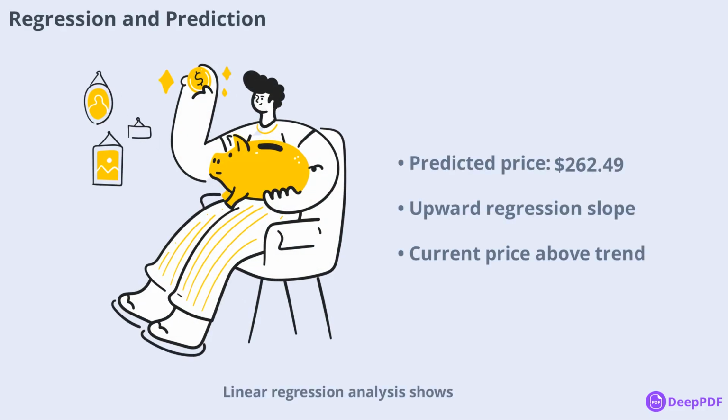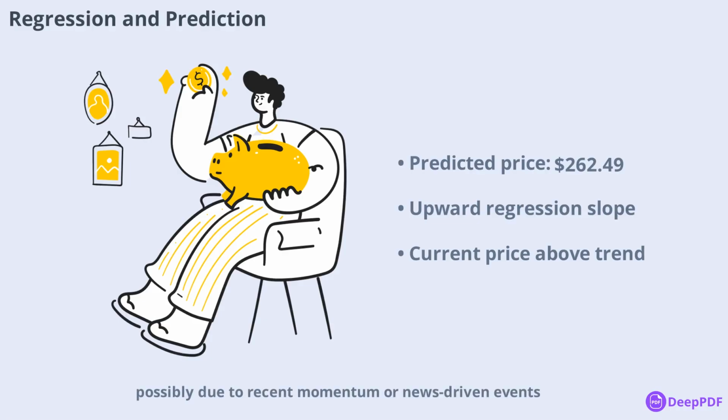Linear regression analysis shows a predicted price of $262.49, with a slope of 1.91 and an R-squared value of 0.612. This suggests a statistically significant upward trend over the past 3 months. The deviation from the regression line is $12.75, or about 4.86%, indicating that the current price is somewhat above the expected trend, possibly due to recent momentum or news-driven events.